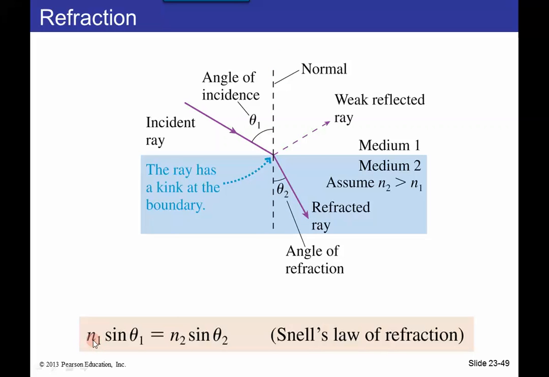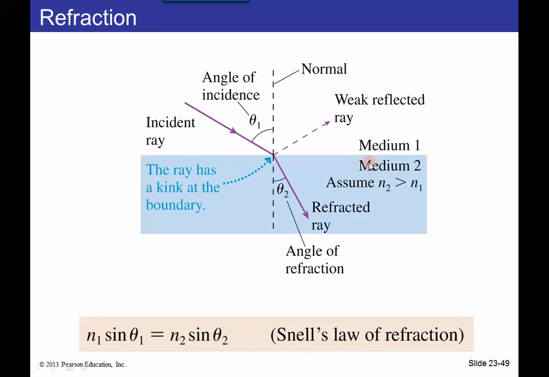N1 is the index of refraction of this medium. N2 is the index of refraction of this medium here. And these are the two angles, and N1 sine theta 1 is equal to N2 sine theta 2. This is Snell's law of refraction.